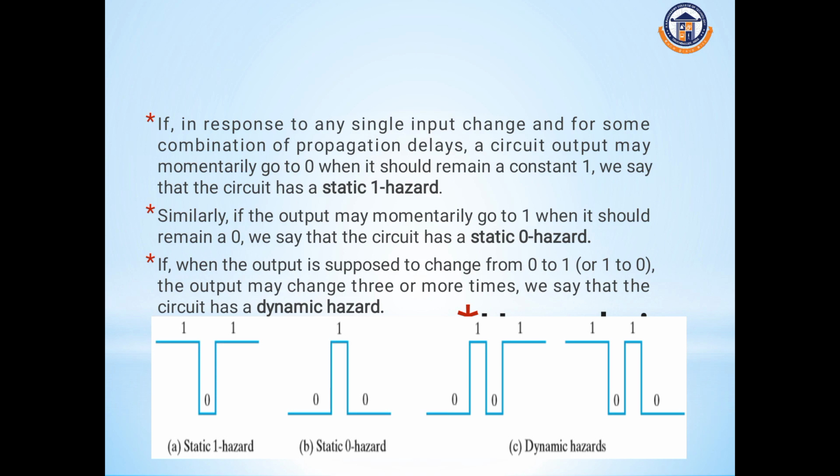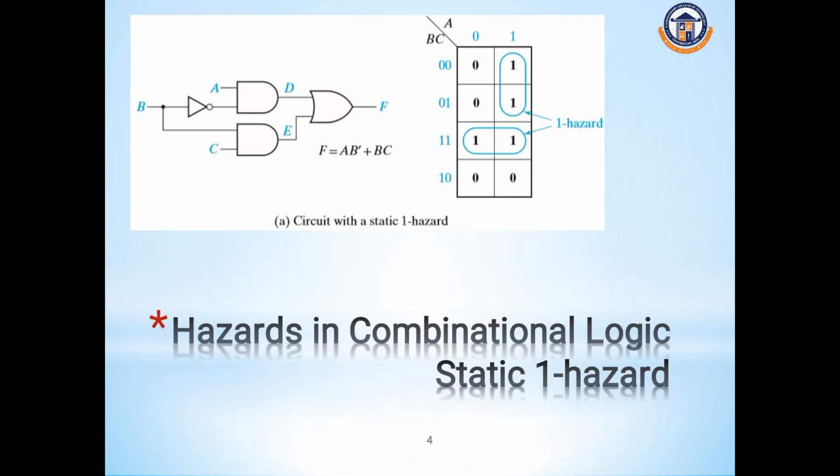So static one hazard is a hazard where the output should remain constant at 1, but due to some unwanted glitching it goes to 0 and comes back to 1. Static 0 hazard: here the output should remain as 0, but it goes to 1 and comes back to 0. Dynamic hazard: where the output changes from 0 to 1 or 1 to 0 three or more times, it is called a dynamic hazard.